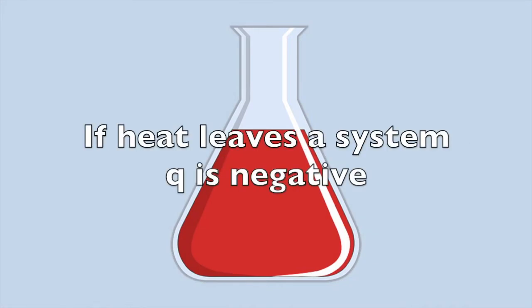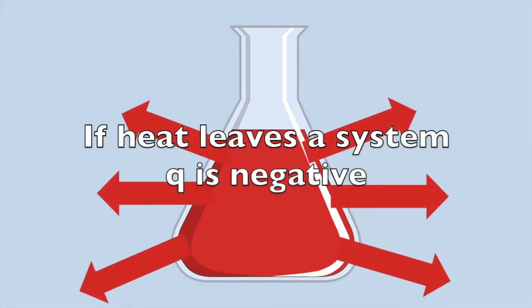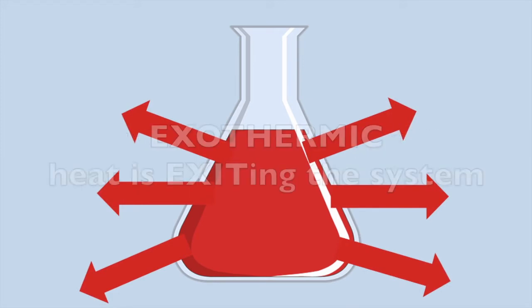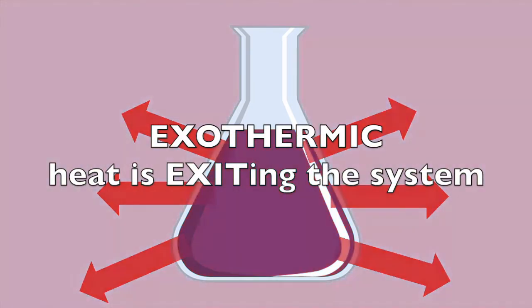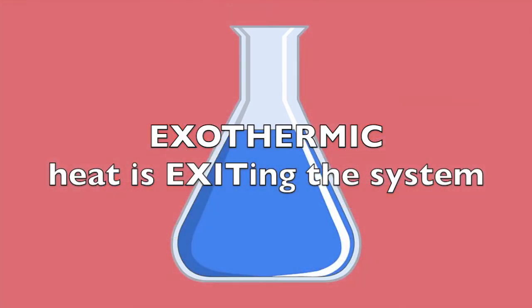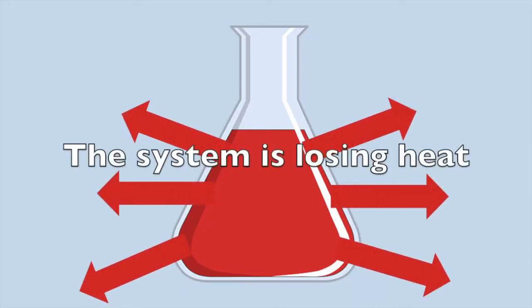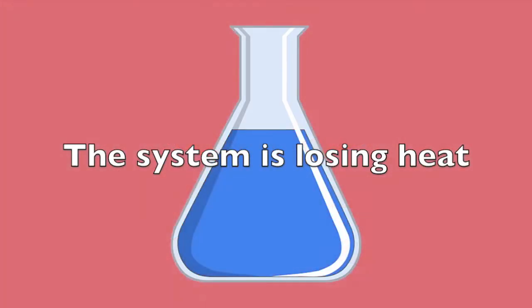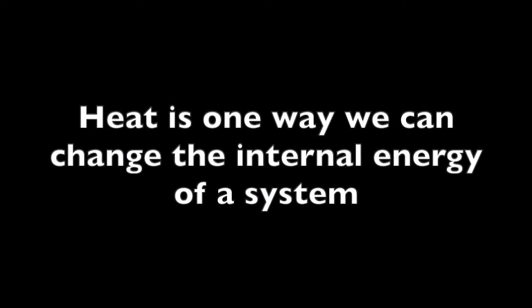If heat leaves a system, Q is negative. This is an exothermic process because heat is exiting the system. The system is losing heat. To sum up, heat is one way we can change the internal energy of a system.